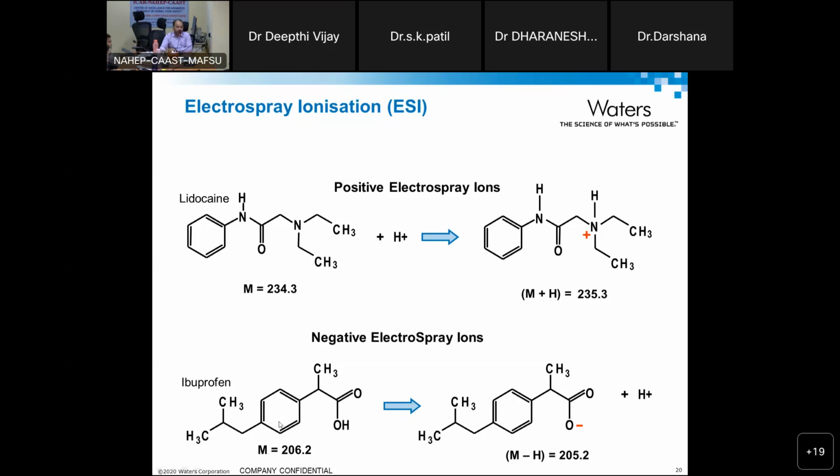Generally, in electrospray, compounds having acidic functional groups would be ionized in negative ionization mode, and compounds with basic functional groups would ionize more predominantly in positive ionization mode.